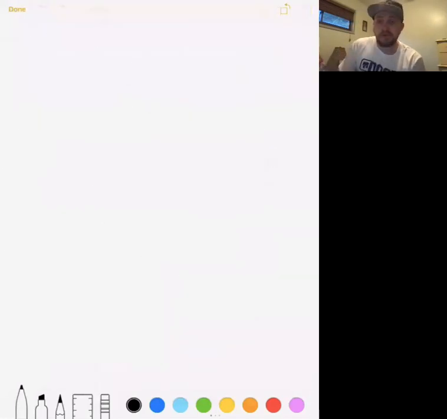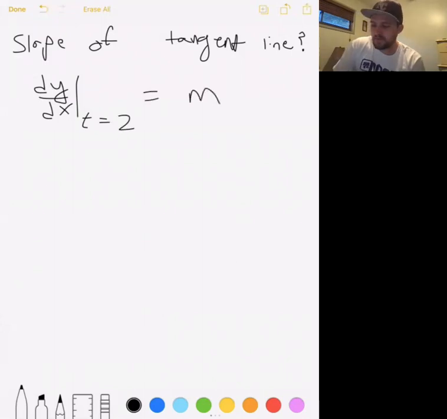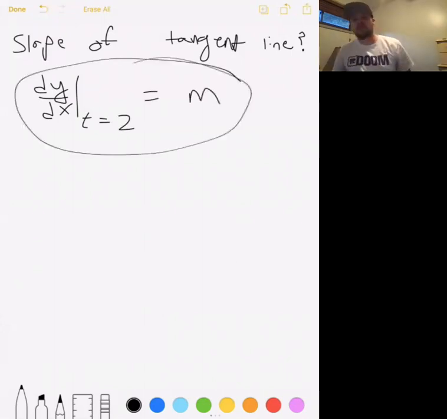First, in both cases, we need to find the slope, right? What is the slope of this tangent line? That's exactly what the derivative does, it tells you the slope of the tangent line at a given point. So the slope of the tangent line is going to be given by dy dx at t equals 2. This will be our slope. This is how you find the slope of a tangent line, you use the derivative, because that's what the derivative tells you.